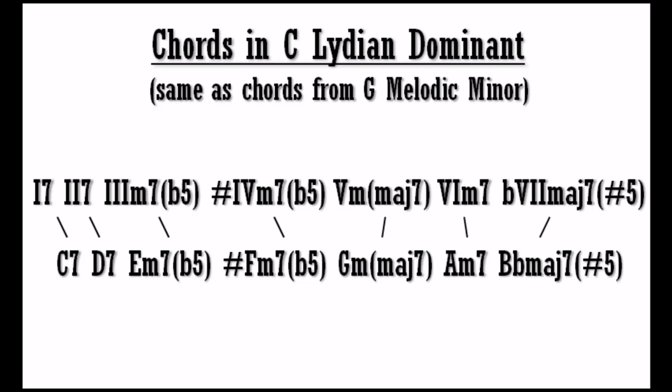I believe it's also important to know which chords stem out from the different degrees of this scale. If you look at this diagram right here, you're going to have the 1 7, the 2 7, 3 minor 7 flat 5, sharp 4 minor 7 flat 5, 5 minor major 7, 6 minor 7, and flat 7 major 7 sharp 5. You can use these 7 chords to build different chord progressions.